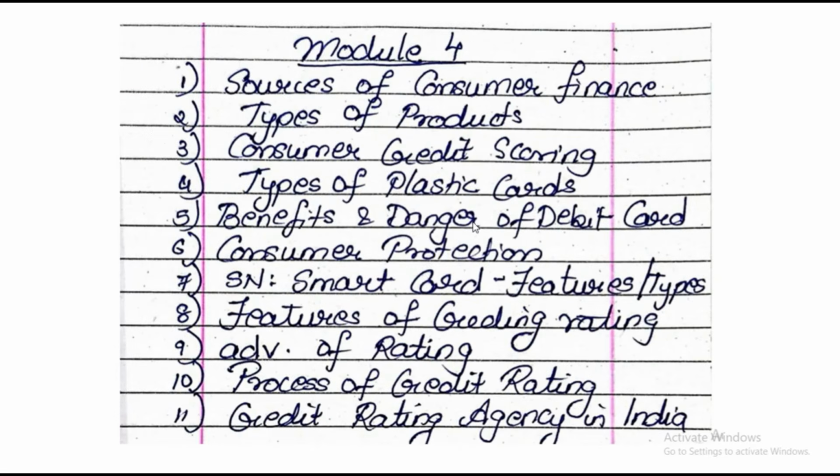And lastly, in module 4, we have sources of consumer finance. There are 11 topics in this. Question number 2 is types of products. Question number 3, consumer credit scoring. Those are short notes. Next is types of plastic cards, very important topic. And what are the benefits and dangers, meaning disadvantages, of debit card, again very important topic.